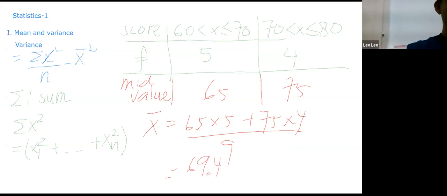Now, I just want to explain about the variance actually. You want to take picture of this before I continue? Yeah, continue, yeah.